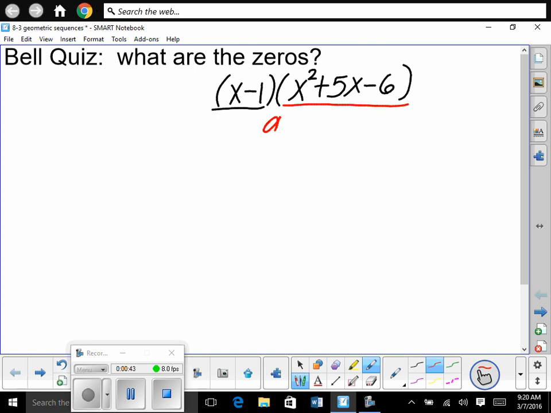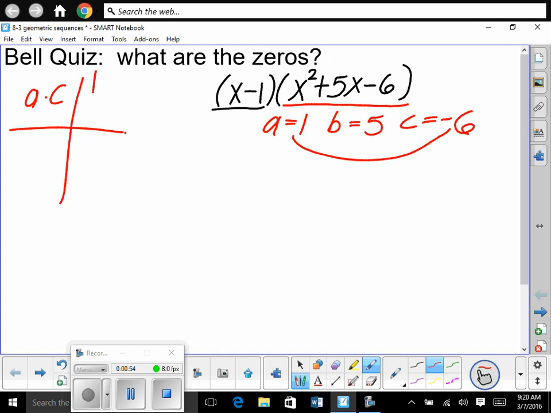So my a value, in front of x squared, is 1, my b value is 5, my c value is negative 6, right? So we try to factor it. Well, we need numbers that multiply to be a times c and add up to b. So a times c would be negative 6, and b is 5. So you're listing out factors of 6: 1 times 6, 2 times 3, correct? Any others? No. Okay, so let's figure out which ones could add up to be positive 5.